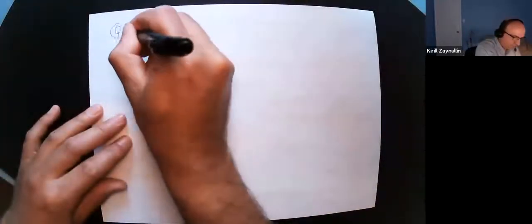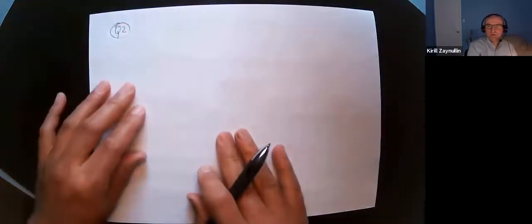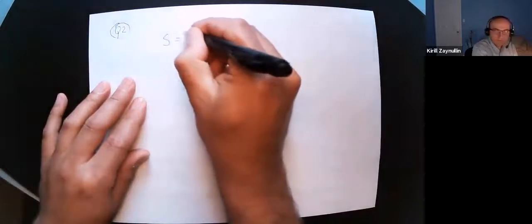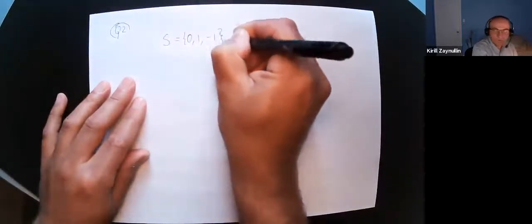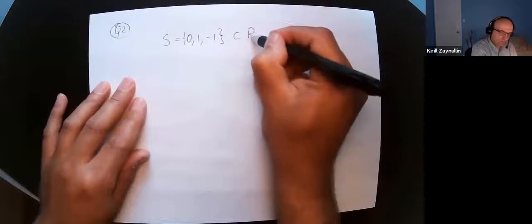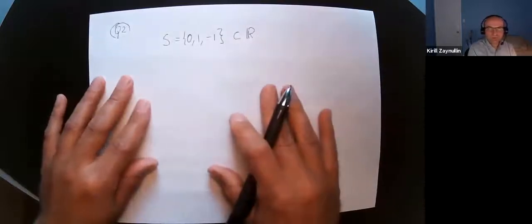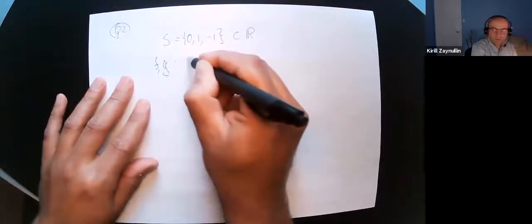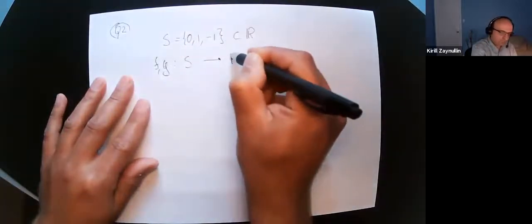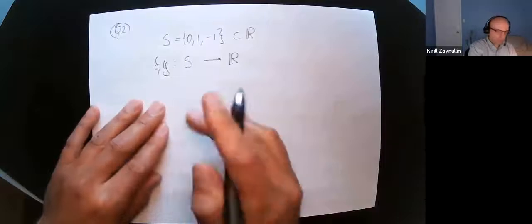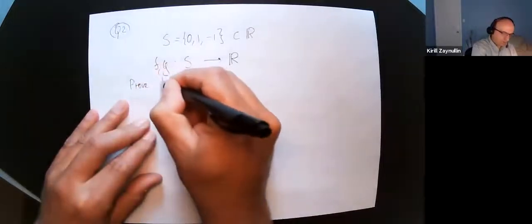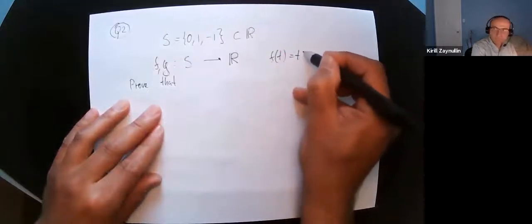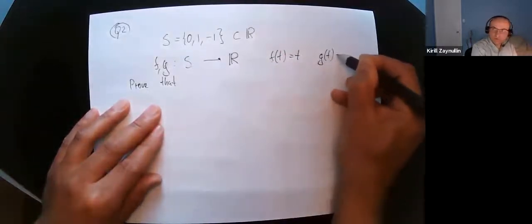Question number 2. Okay. So here just a story about functions, right? You are given a set S, which consists of 0, 1, minus 1. It's a subset of R, so just real numbers. And you look at two functions, f and g, from where to where? From S to R, right? And then we would like to prove that, okay, so first of all, f is given by this formula, and g is given by this formula, so it's t cubed.